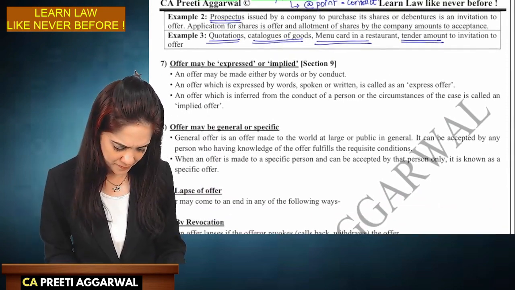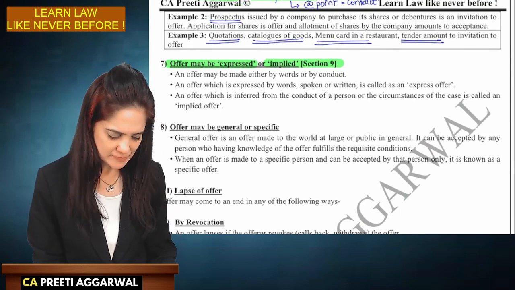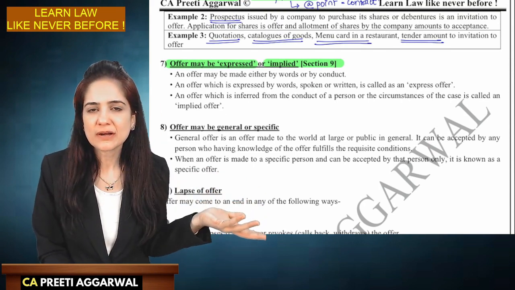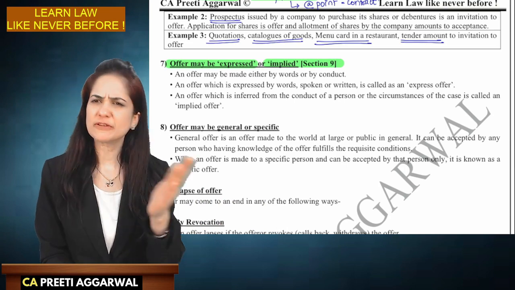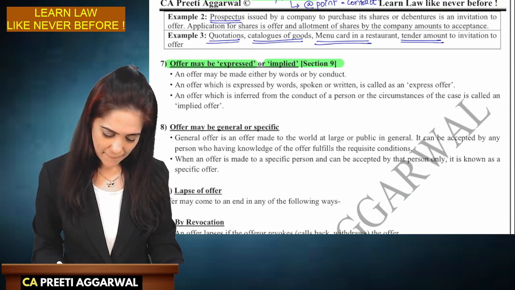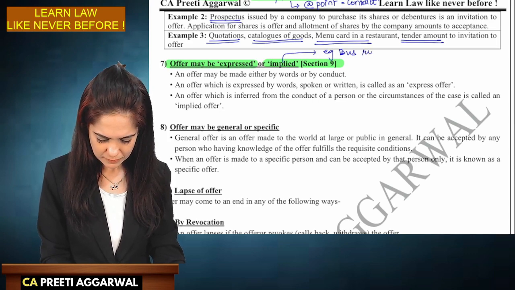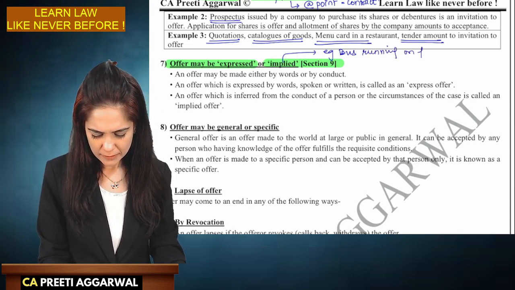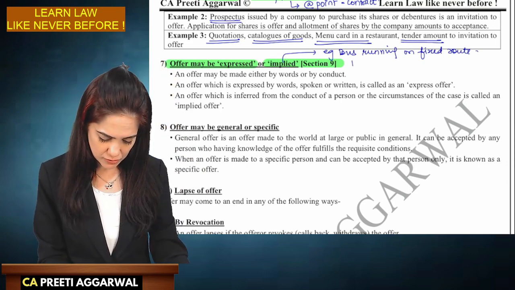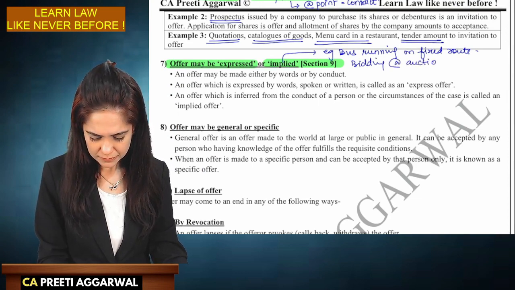Last 2 points. Offer may be expressed. Offer may be implied. What is the meaning of expressed offer? Expressed, we discussed in types of offer. Expressed in words, oral or written. Implied: action, fact, circumstances. Give me examples of implied offer. Bus running on a fixed route. Bids, that is an implied offer. Words are not used. Bidding at an auction, that's an implied offer.